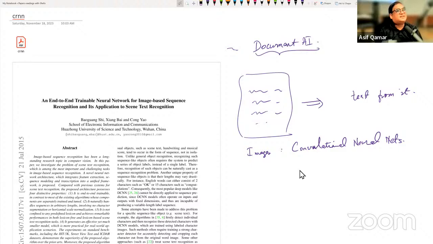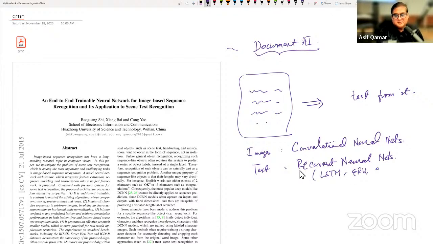Now, when it came to generating text, the state of the art in those days, if you remember, before transformers, was all RNN, recurrent neural networks, right? And their cousins like LSTM, GRU. Even though GRU is of a more recent vintage, think LSTM, right?